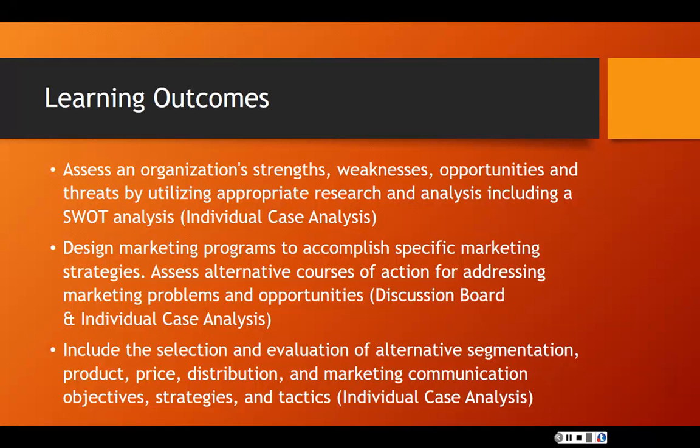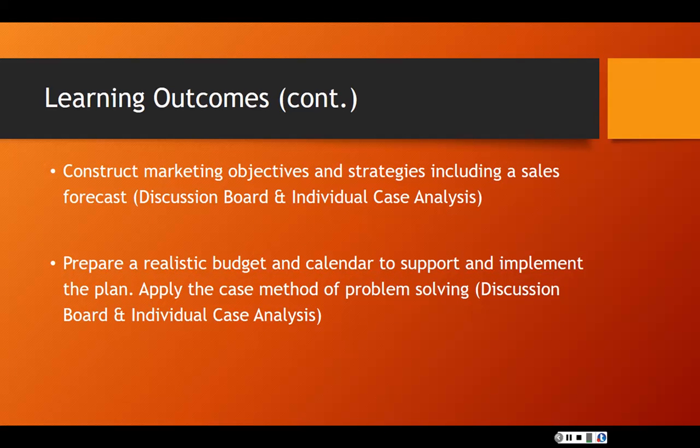Third, to include the selection and evaluation of alternative objectives, strategies, and tactics. So be able to generate different ideas and then evaluate those and choose one. So that's going to be in your case. Fourth, to construct marketing objectives and strategies, including a sales forecast. So this is addressed both in the discussion board and in your case. And then fifth, to prepare a realistic budget and calendar to support and implement the plan. And that's going to be addressed both in the discussion board and the case.